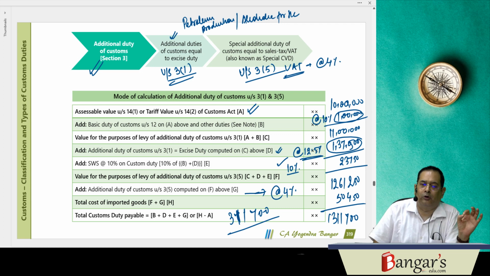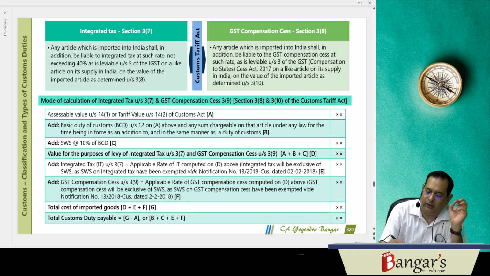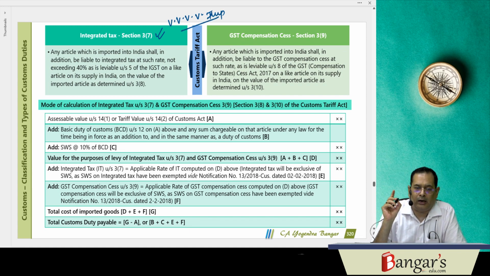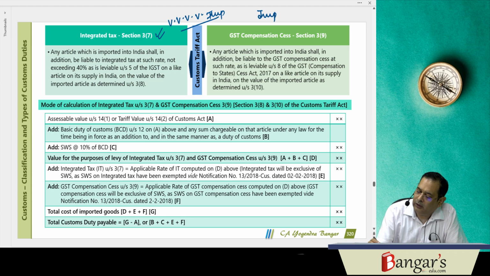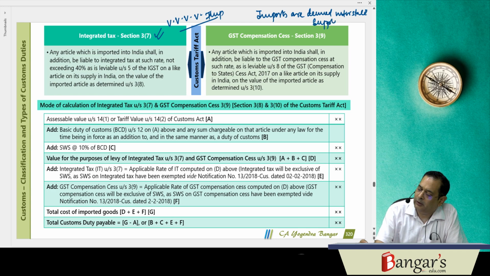Now most of the commodities are out of this. Most of the commodities are not subject to excise and VAT. Therefore, we have section 3(7), which is very important. Section 3(7) is integrated tax. This is very, very important. Here, if any article is imported into India, so basically in GST we have seen imports are what? Deemed interstate supply. Imports are deemed interstate supply.